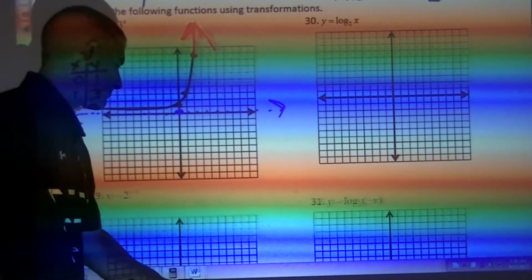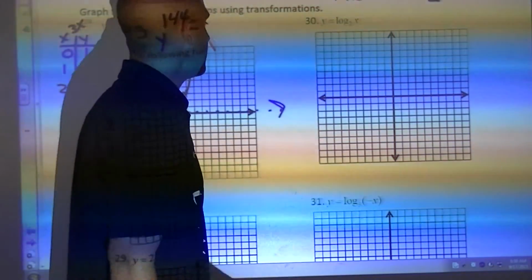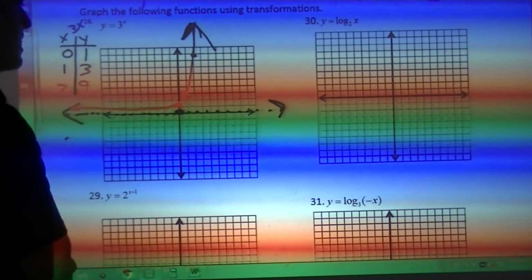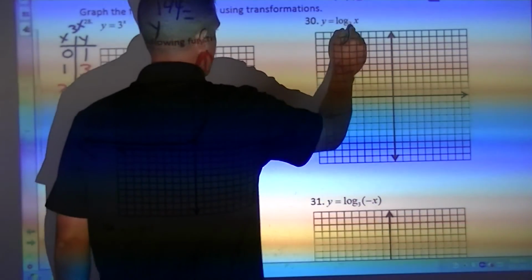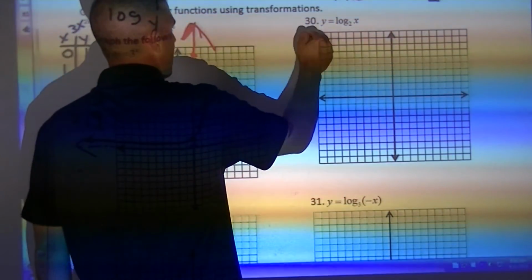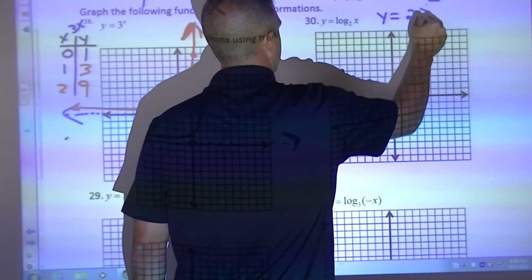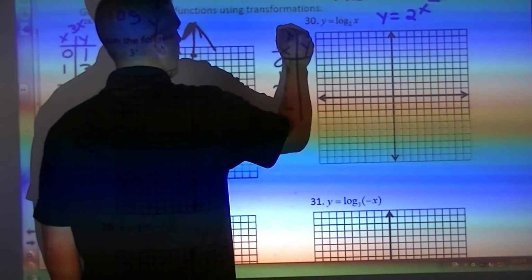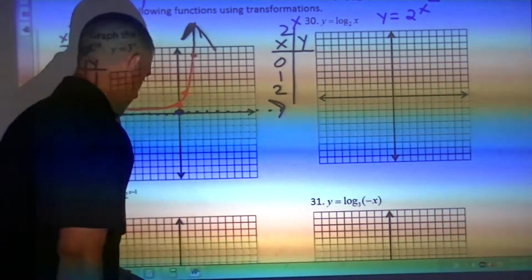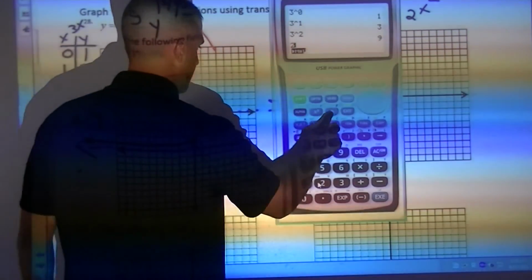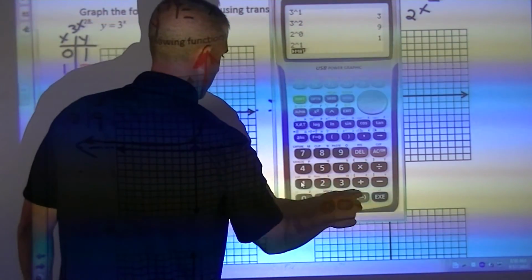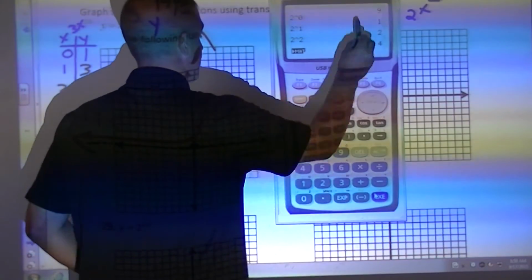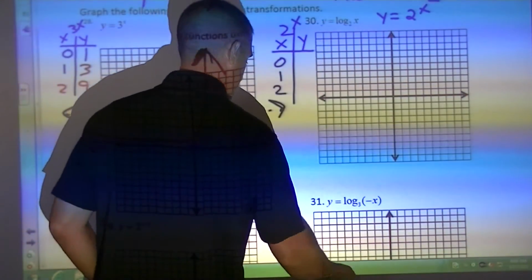Now, what you have to look at is what's the base here? So the base here is 2. Now, what I want to graph is I actually want to get the points for that, which is x of 0, 1, and 2 for 2 to the x. That would be 2 to the 0, 2 to the first, 2 squared. So that's 1, 2, and 4.